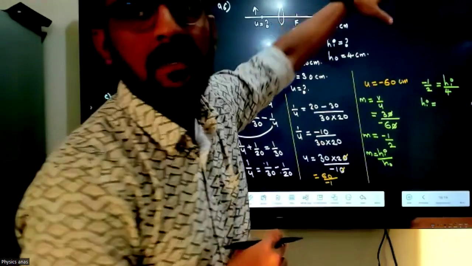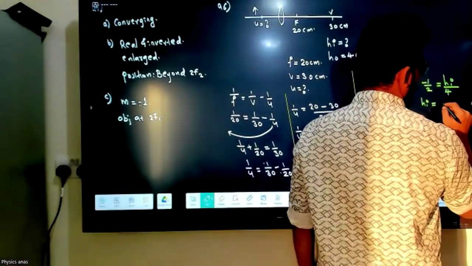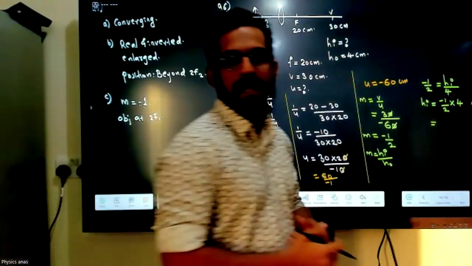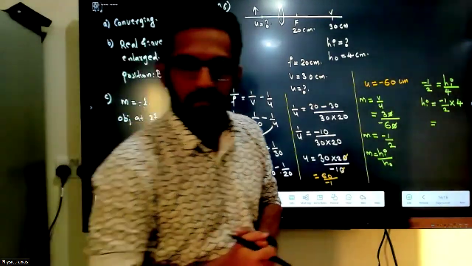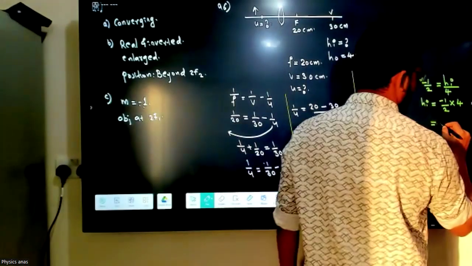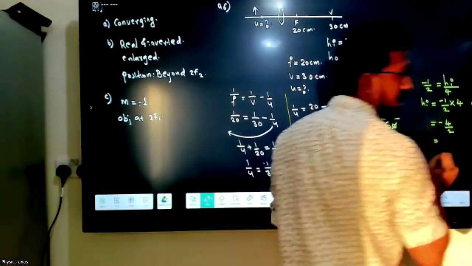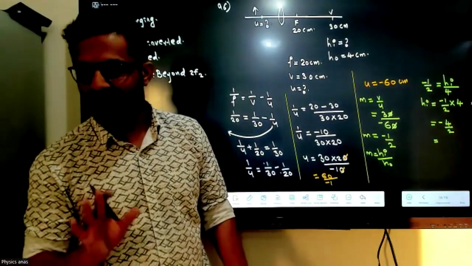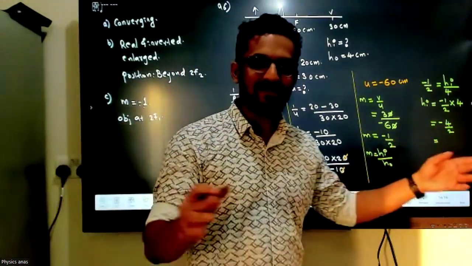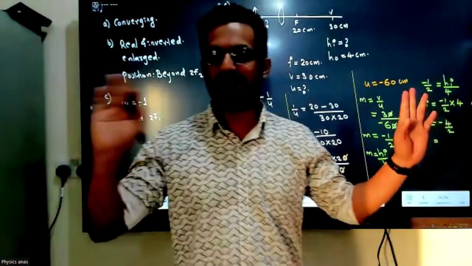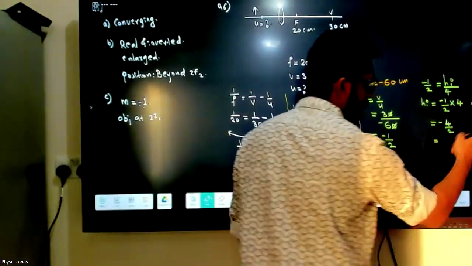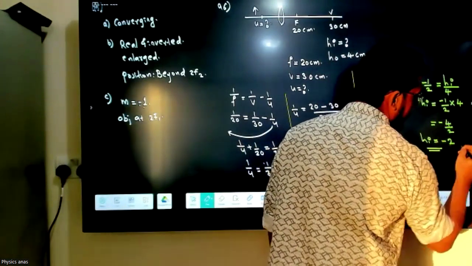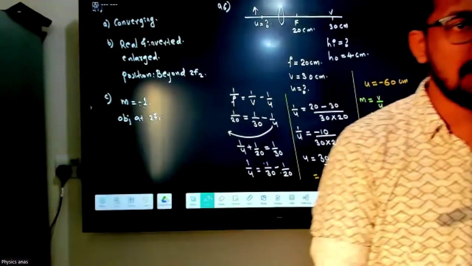What will you get? Minus 1 by 2 is already there, so minus 1 by 2 into 4. That will be minus 4 by 2. What is minus 4 by 2? Minus 2. Minus 2 by 1 is minus 2. So you can close that. That will be minus 2. So HI is minus 2 centimeter.